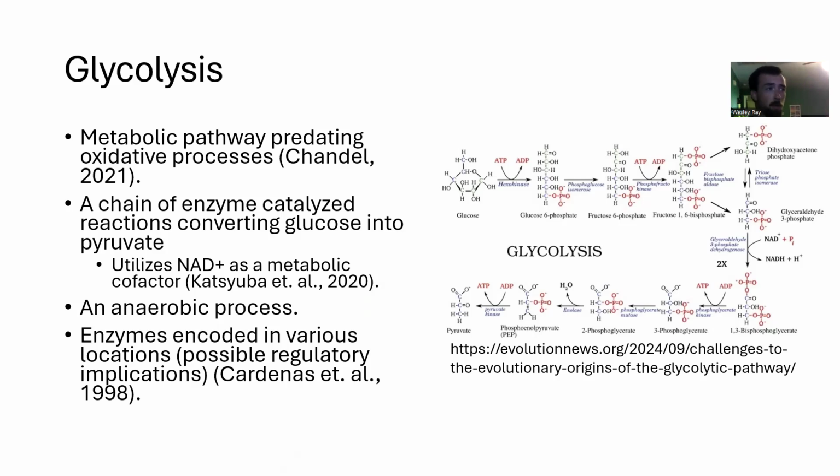Us, as more complex eukaryotic aerobes, we still use this as the first of three sets of reactions in our cellular metabolism. Of course, we finish that off with the electron transport chain, oxidative phosphorylation. But again, in a time before that, this was it. The enzymes are encoded in various different locations, and the expression of them has regulatory implications.